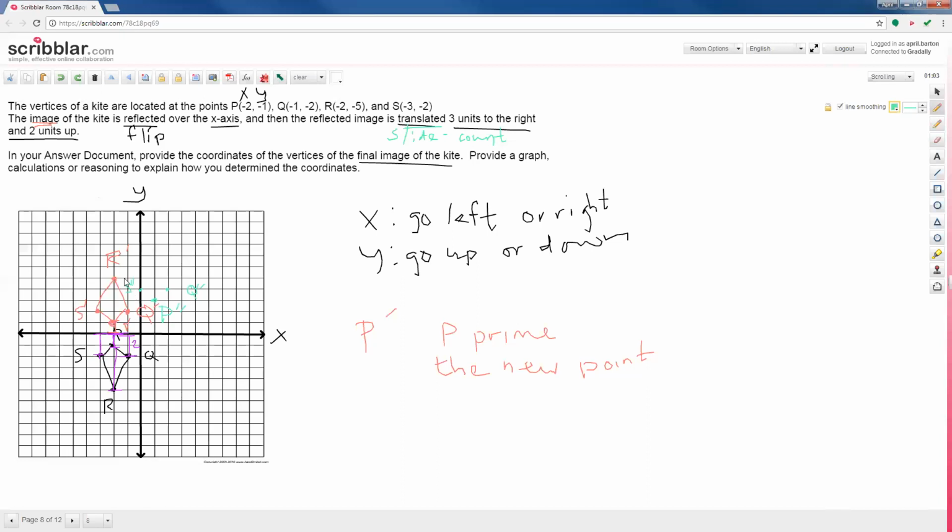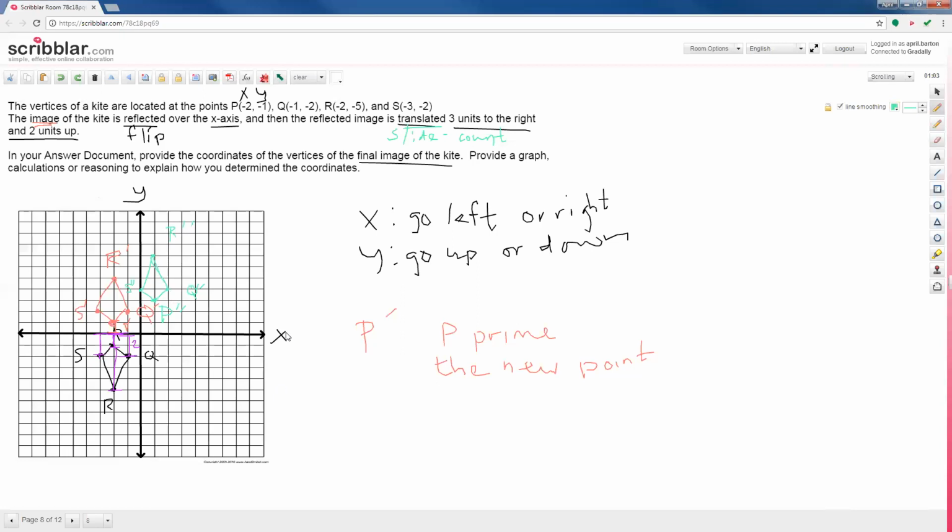So then R, we go right 3, up 5. Sorry, I said the wrong word. Right 3, up 2. And I went 1 too far. So R should be here. And that's your final answer.